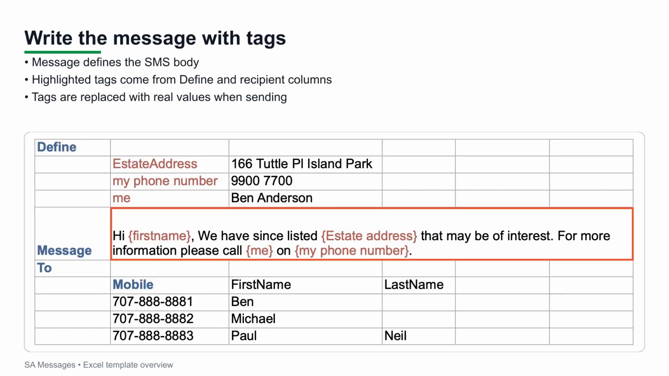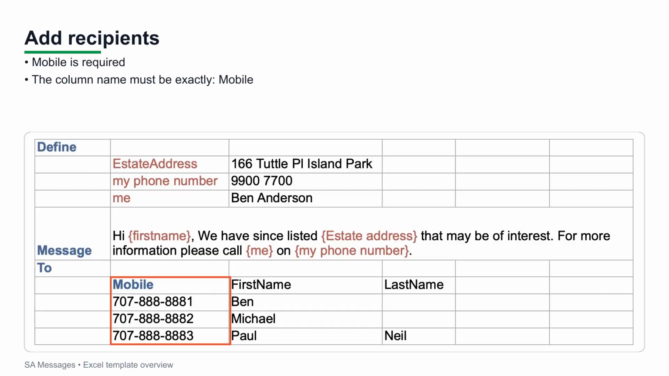Next, message. This section defines the SMS body. Highlighted tags come from your define constants and your recipient columns. When sending, SA Messages replaces each tag with real values for each recipient.